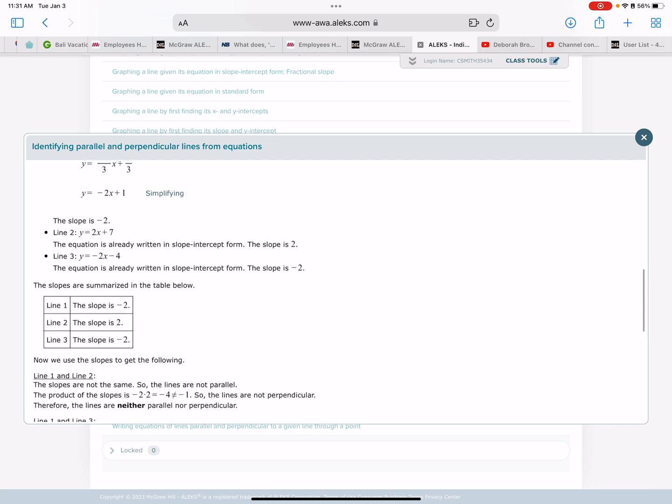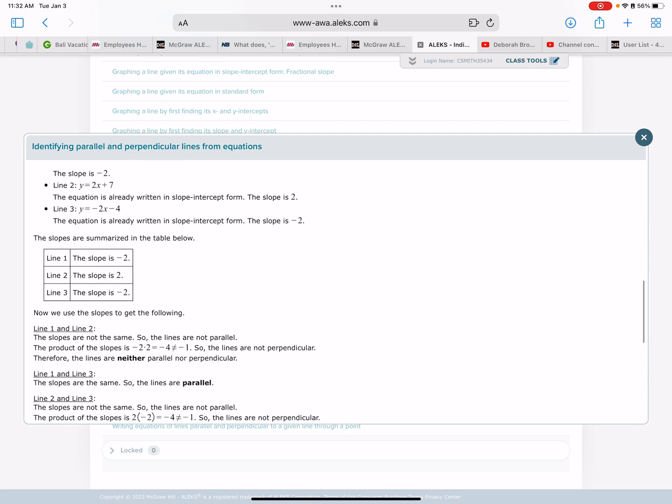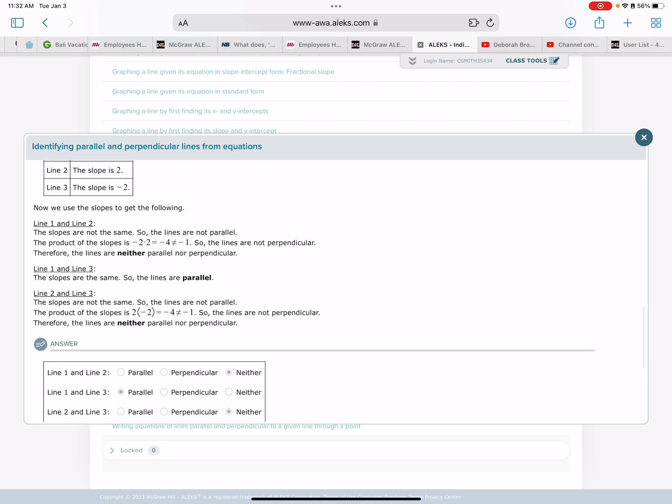But now when we look, line 1 and line 3 are the same slope, so therefore they're parallel. But line 2 is neither parallel nor perpendicular. If it was perpendicular, it would have to be 1/2 because you'd have to flip it and make it negative. Remember, you multiply the slopes, and if it equals -1, then those are perpendicular.